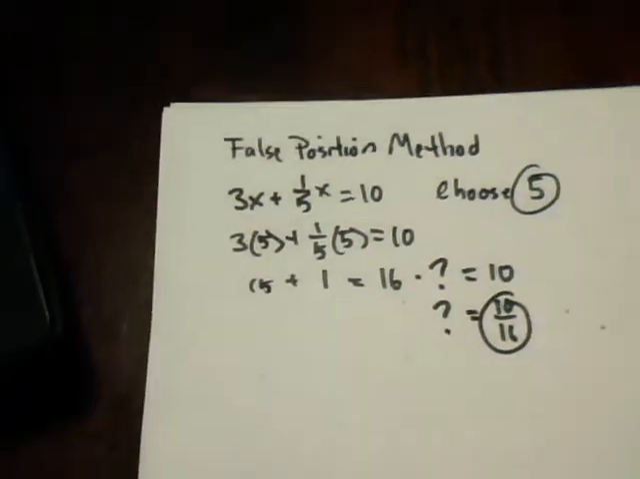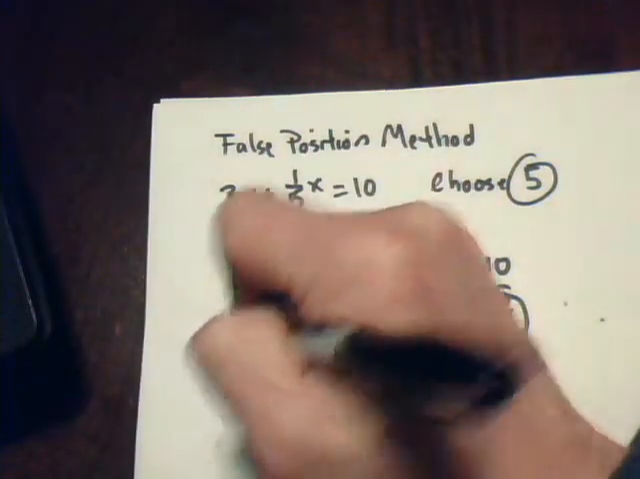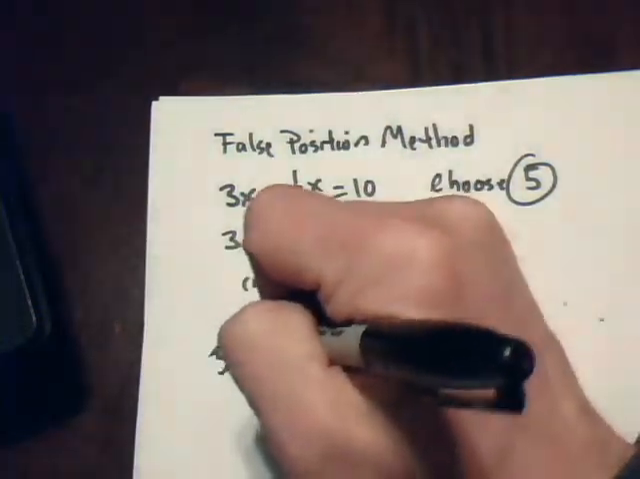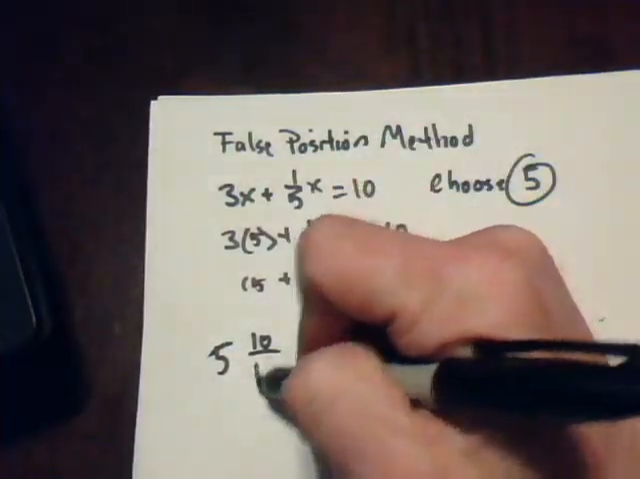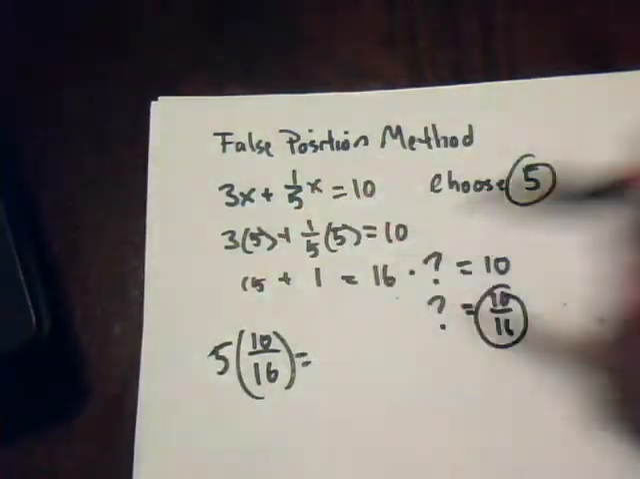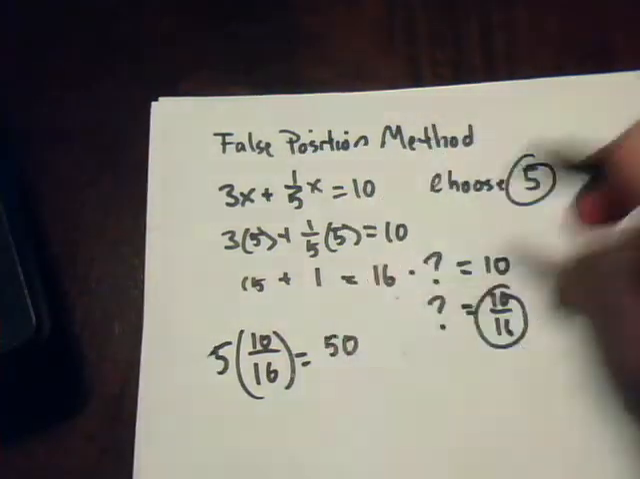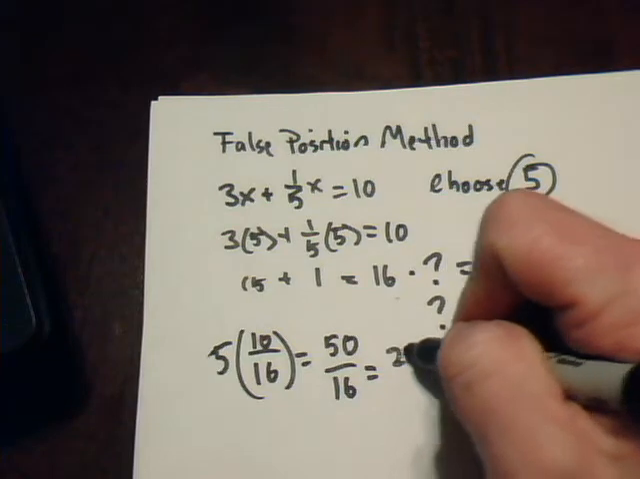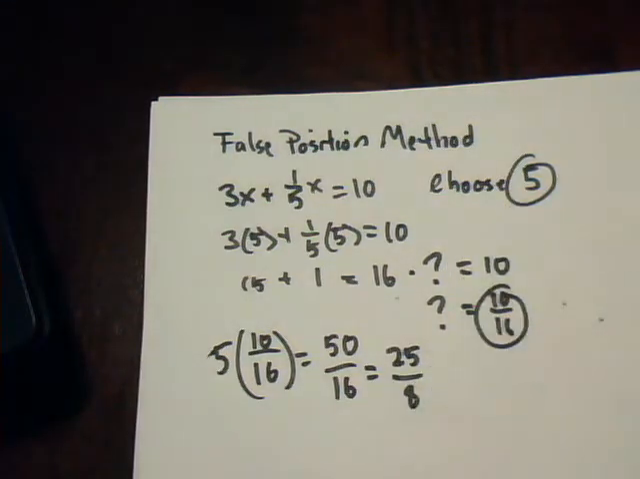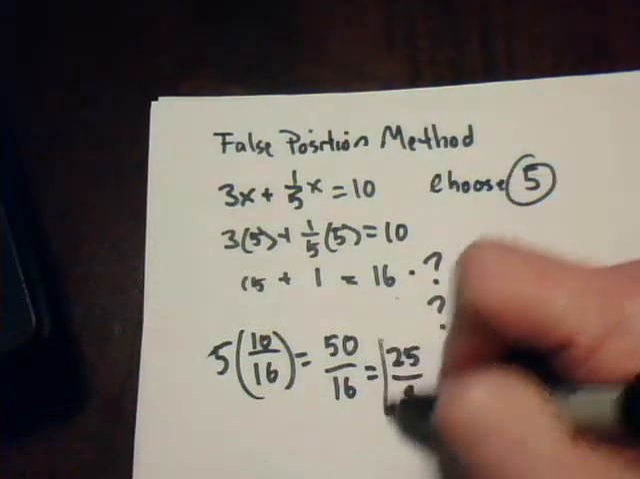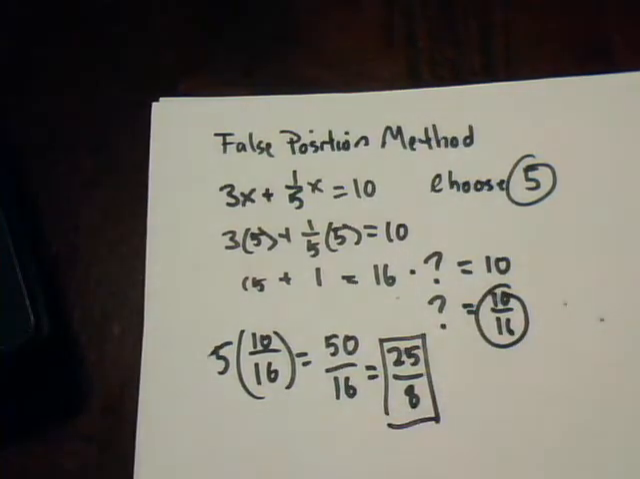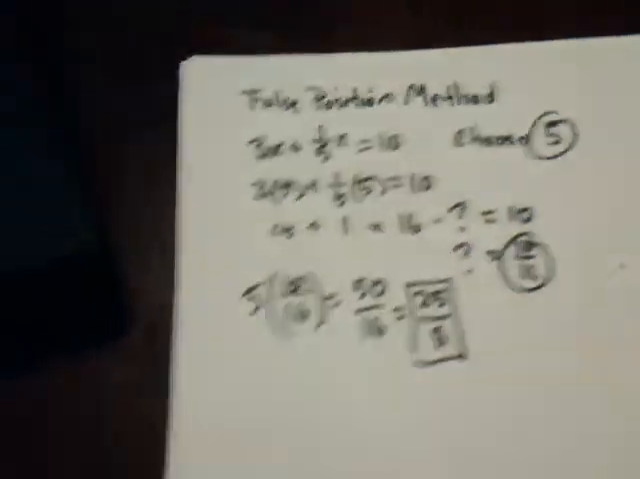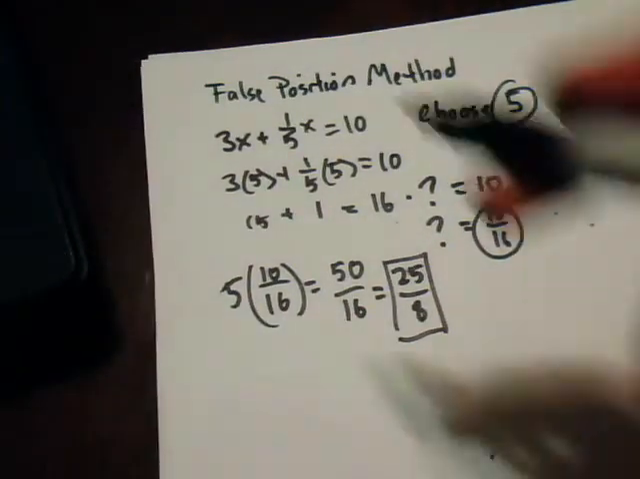So all we want to do now is multiply those numbers together. We get 5 times 10, can you see it? Equals 50 over 16, which reduces to 25 over 8. That's our answer. All right. You want to check it? Okay, we'll check it.